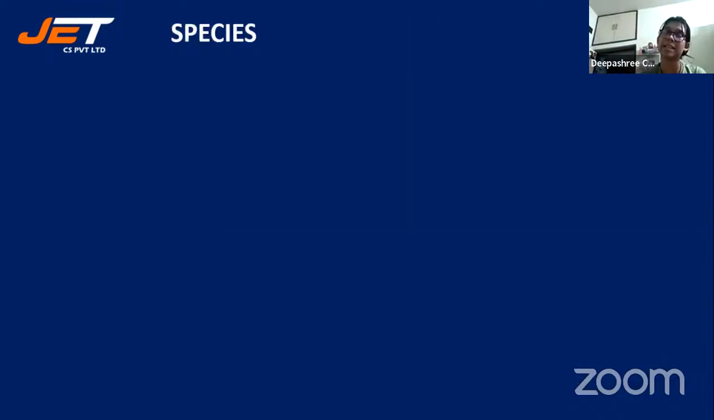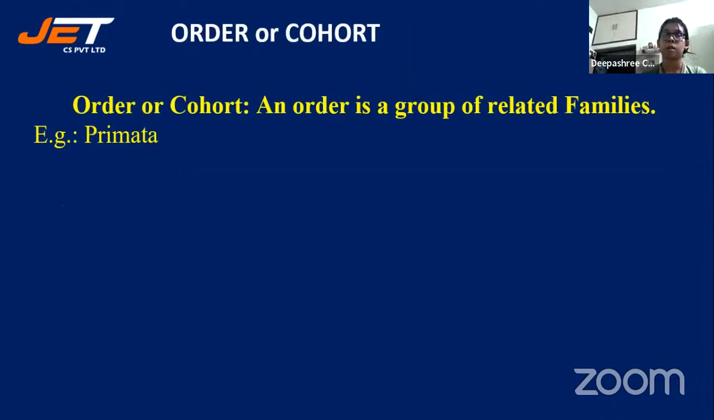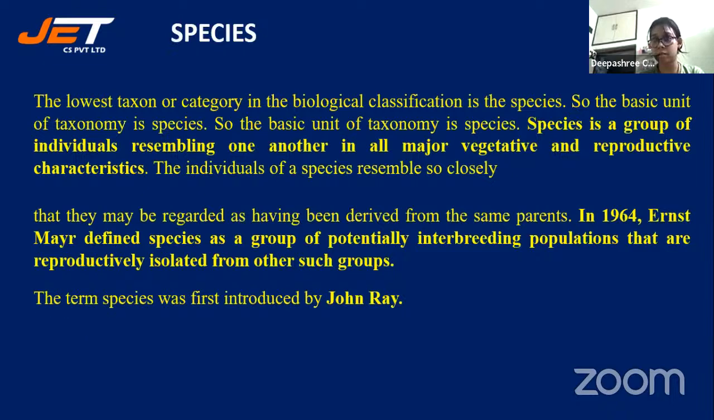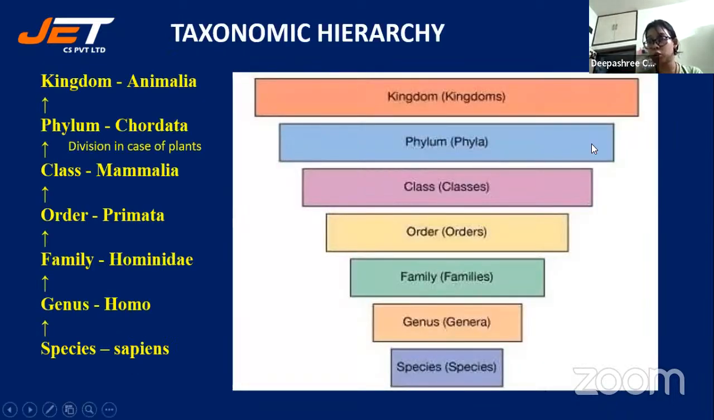You don't have to memorize each and every concept. So class is several related orders having certain common characteristics from a higher category. And one more thing you have to always remember, that whenever you are going up, the common characters decrease, and whenever you are going down, the common characteristics increase.